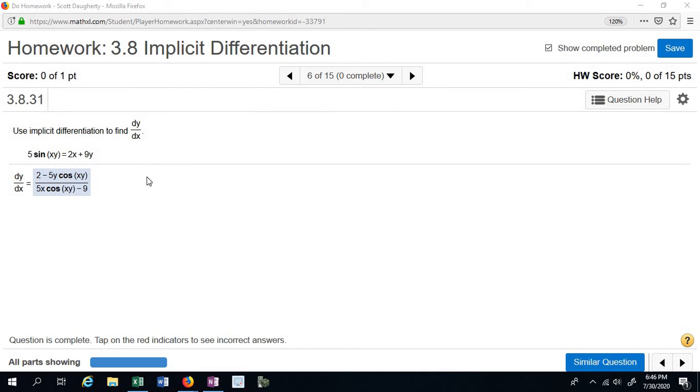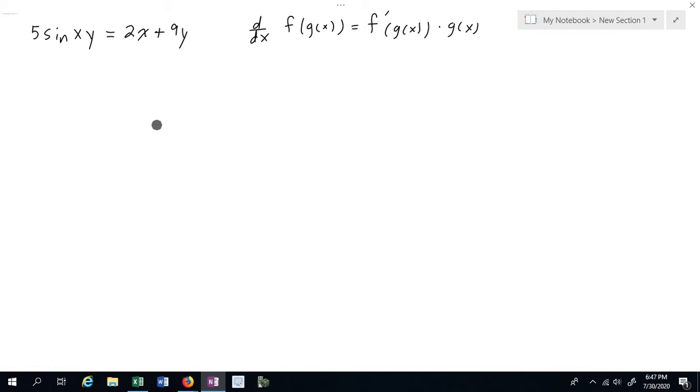That's the reason you would use implicit differentiation, by the way, because you cannot get y by itself. If you could get y by itself, then you would just use normal differentiation. But in this case, we can't get y by itself, so we're forced to use implicit differentiation. Okay, so let me show you how you can do this.